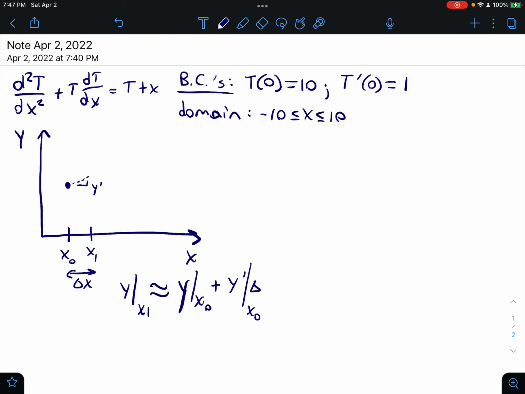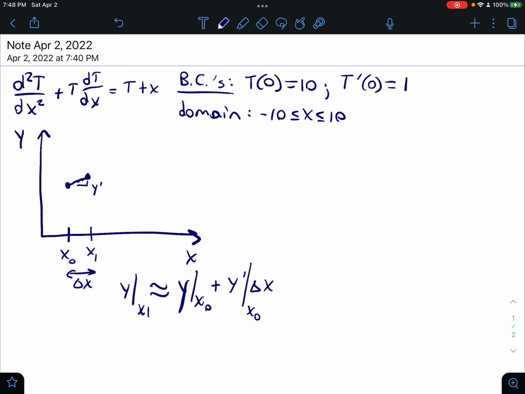x0, times delta x. That is effectively saying that if you start at the first point and then go in a straight line with a slope equal to y prime, you take a step delta x, and this would be a good approximation for y at x1. This is in fact Euler's method. And it's reasonably accurate, perhaps, as long as delta x is small enough.